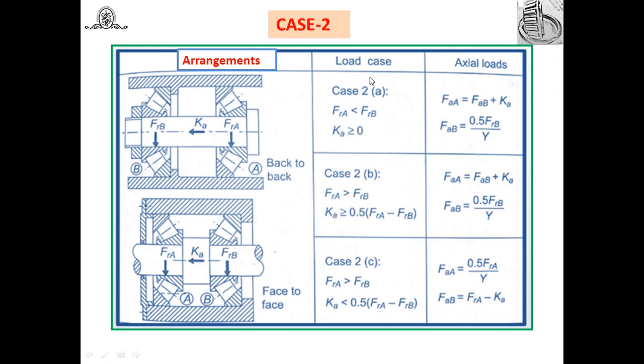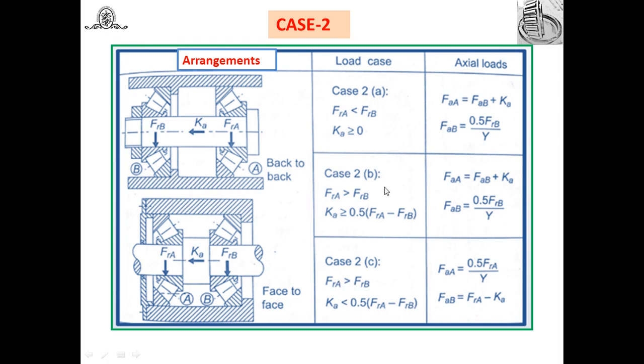Again, you have to check for case 2, part 1, part 2, and part 3, the different situations based on the load conditions: whether FRA is less than FRB or K is greater than 0; whether FRA is greater than FRB or K is greater than 0.5 (FRA minus FRB); or FRA is greater than FRB and K is less than 0.5 (FRA minus FRB).